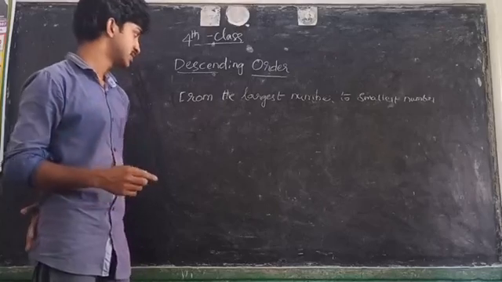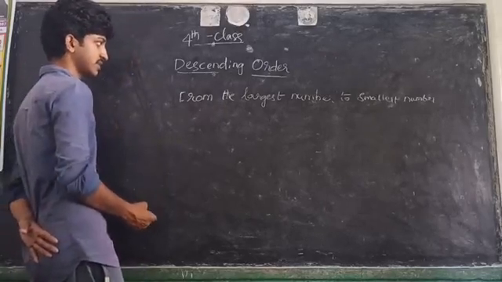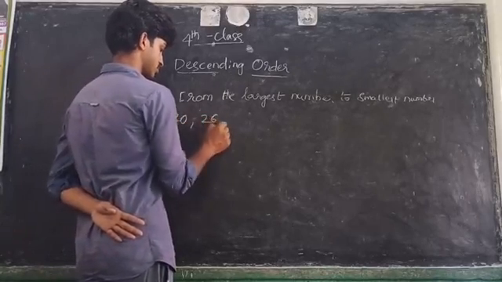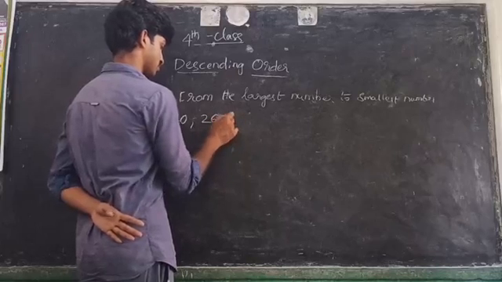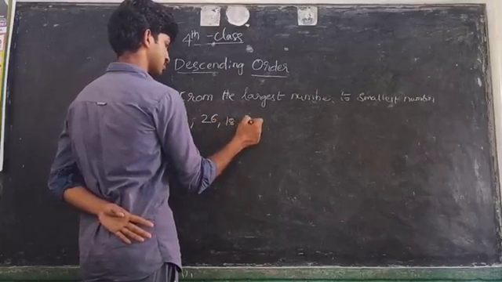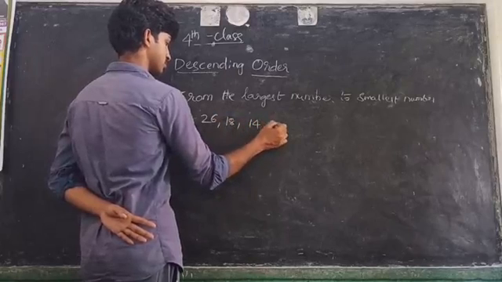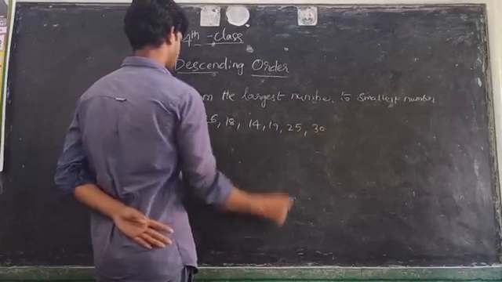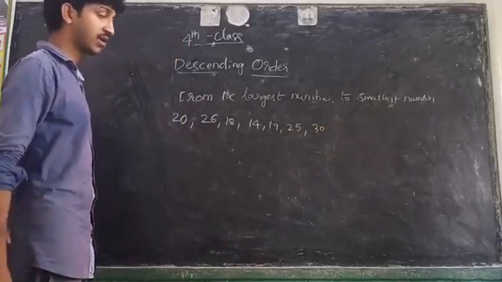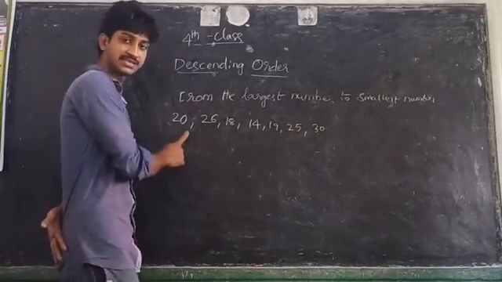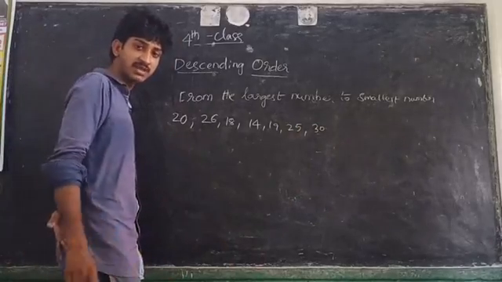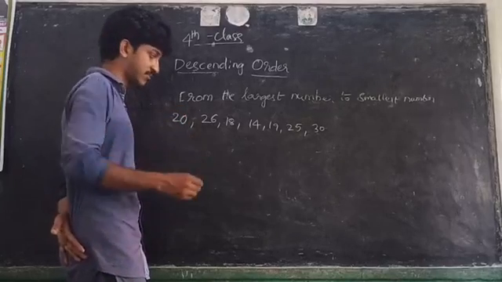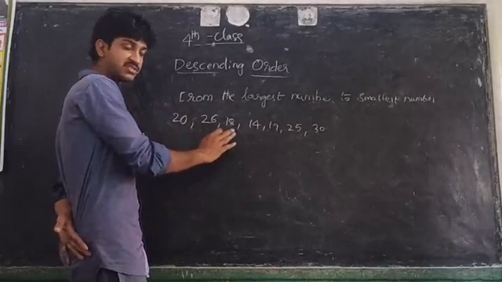Okay, children. See one example for this descending order. Write this in descending order. Descending order means from the greatest number to the smallest number. So among these numbers, which number is the greatest?